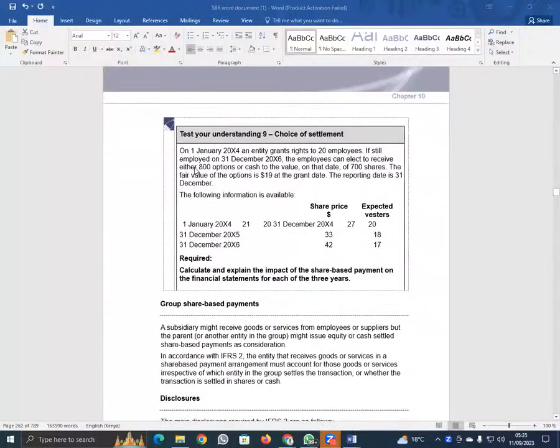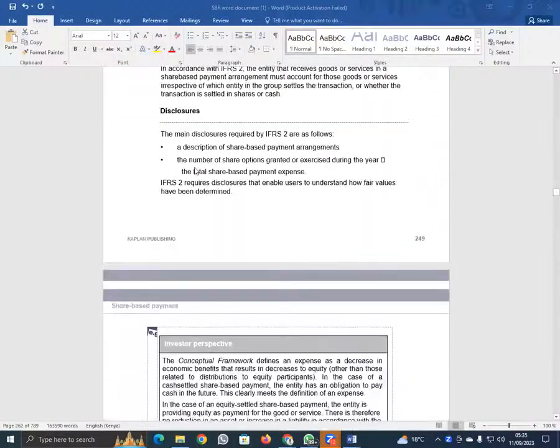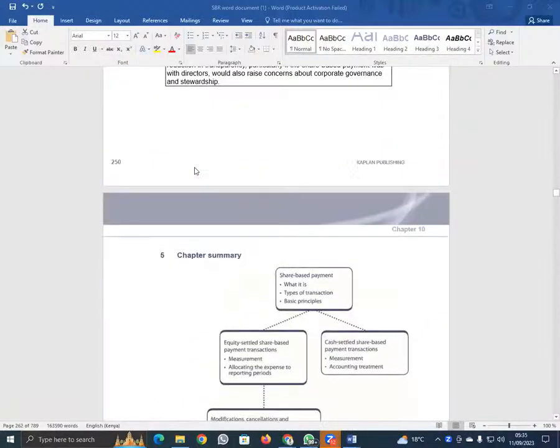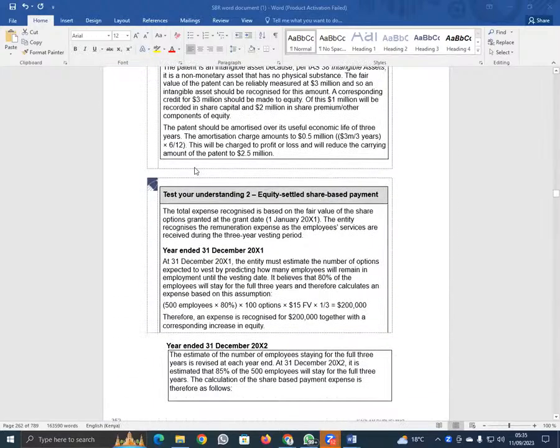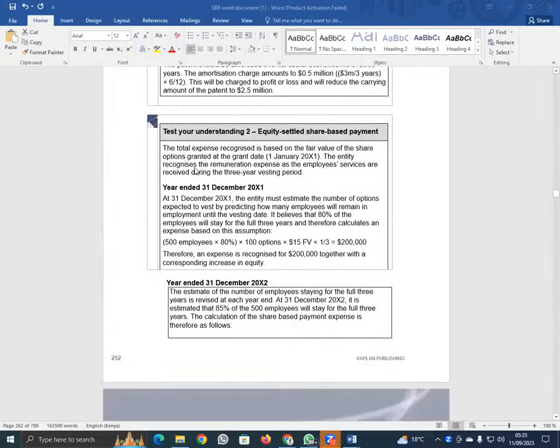Very, very important. So, test your understanding at the back here. At the back, you'll be able to see this answer. At the end of year one, they're basically recognizing 200,000 as the expense, together with a corresponding increase in equity.